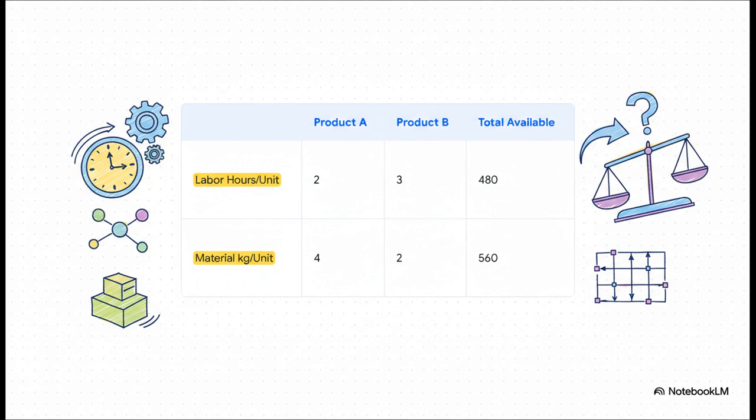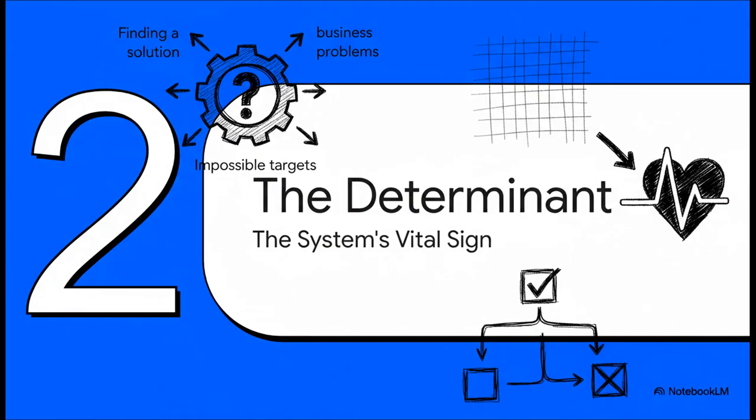Now look all the way to the right. Those are our constraints, our limits for this production period. We have a total of 480 labor hours available and 560 kilograms of material in the warehouse. Our entire challenge is to find that magic number of A's and B's that will use up these resources perfectly with nothing left over. Now, before we even think about trying to find a solution, we have to pause and ask a more fundamental question. Does a single, unique solution even exist?